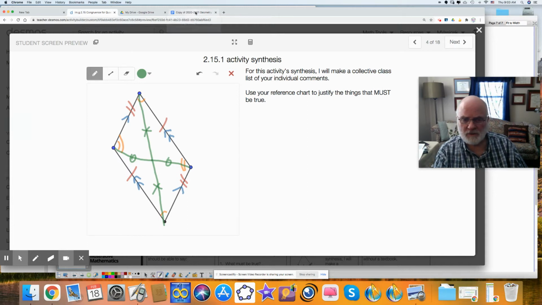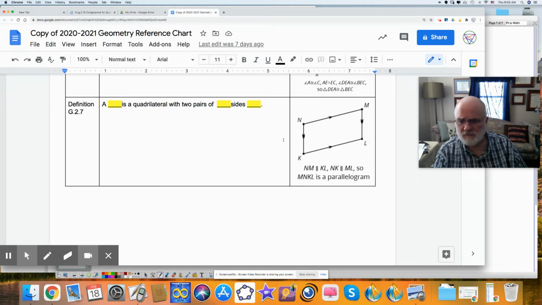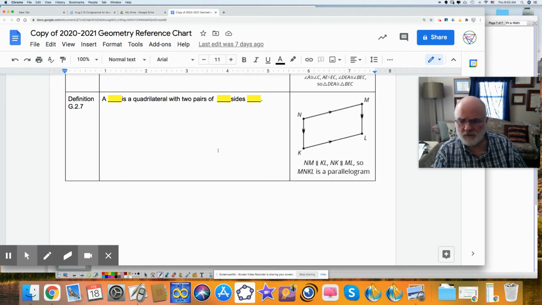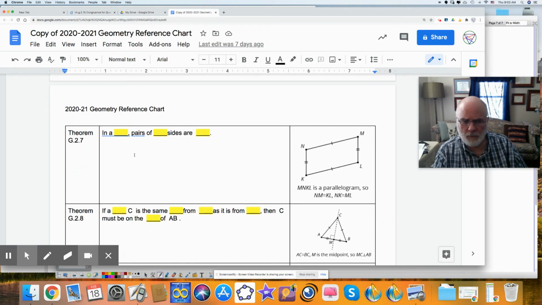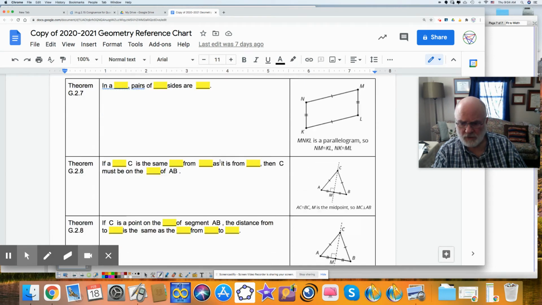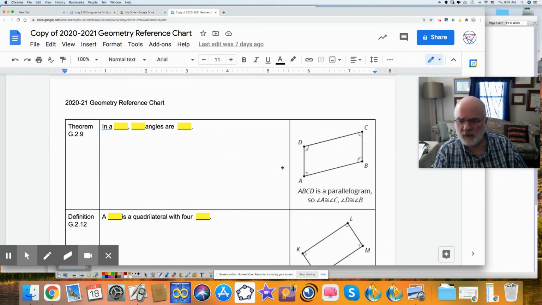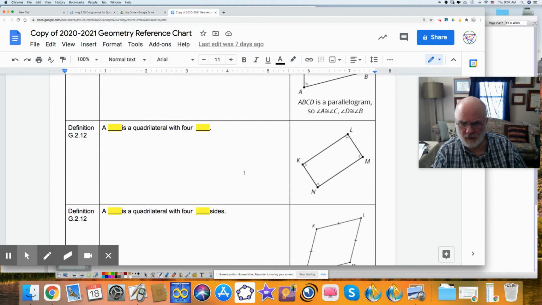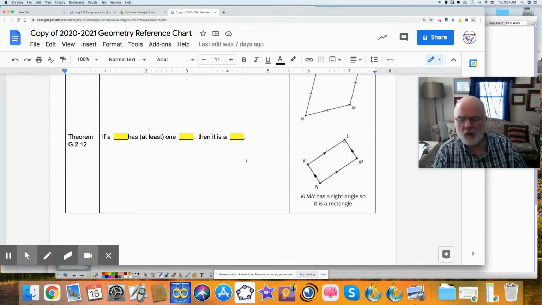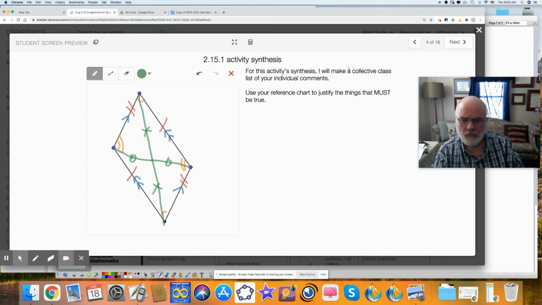In your reference table, there was some stuff about parallelograms. First of all was the definition in 2.7. Definition is that both pair of opposite sides are parallel. We proved in a parallelogram both pair of opposite sides are congruent. Going down to more about parallelograms, we proved that both pair of opposite angles are congruent. Here we have a rectangle, a definition, a rhombus, a definition. We also proved that in a parallelogram, if one of the angles is a right angle, then it is a rectangle. So those are some things that we proved about it.